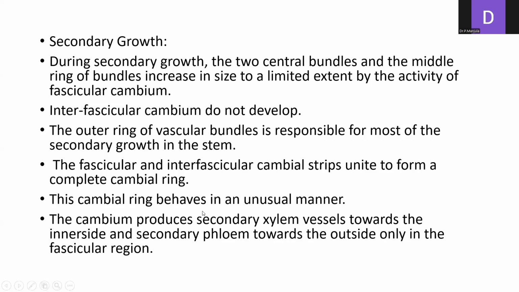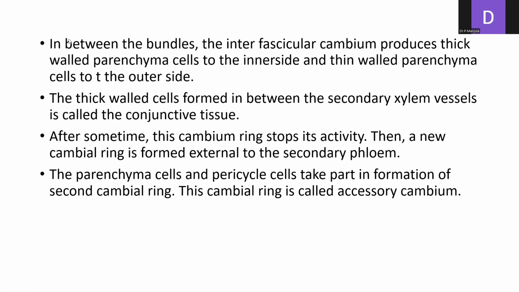This cambial ring behaves in an unusual manner. Here the cambium produces secondary xylem vessels towards the inner side and secondary phloem towards the outside only in the vascular region. So only at the region of the vascular bundles, the cambium present there produces the secondary xylem and secondary phloem.